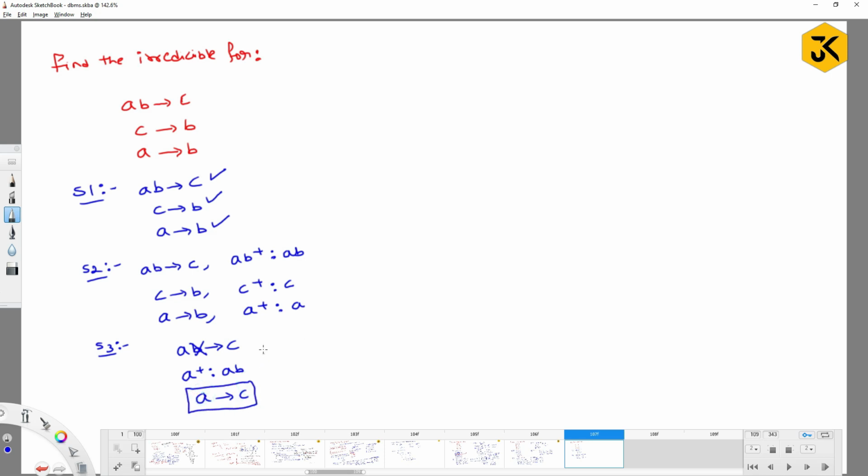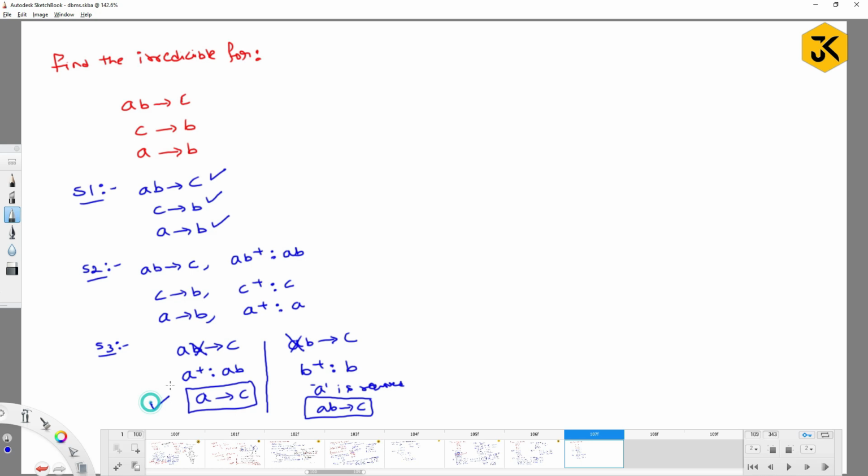Okay. Similarly, can you do the other one? AB determines C. If I remove A, can you get it from B plus? B plus is B itself, right? Which means that A is required here. So AB determines C stays. From this, which one is the preferable one? A determines C is the preferable one, right?